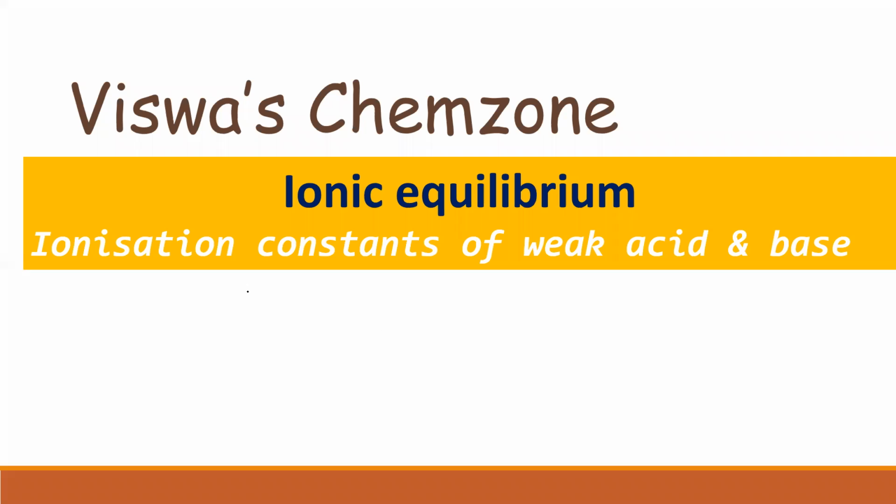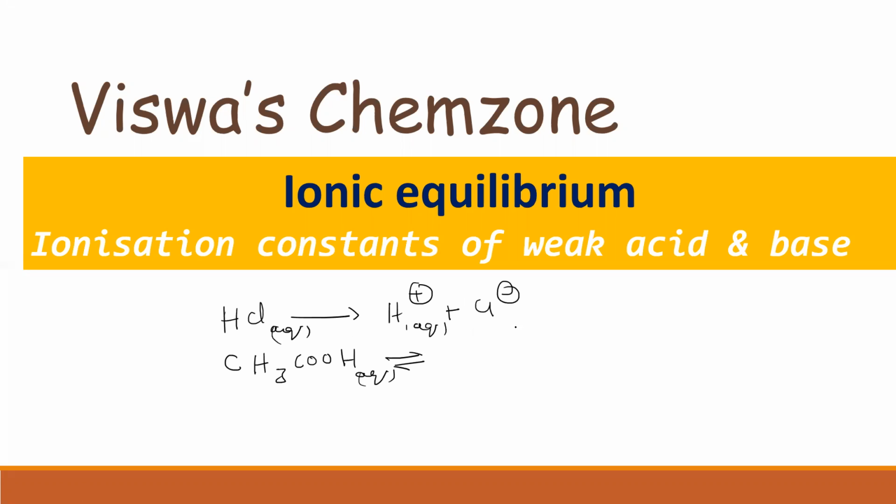For example, if you have HCl, it completely dissociates to produce H plus and Cl minus. Similarly, if you have a weak acid like CH3COOH, this won't undergo ionization completely. Both are aqueous. It gives CH3COO minus aqueous plus H plus. So in the case of weak acids, we'll see how the ionization constant will be for weak acids and weak bases.